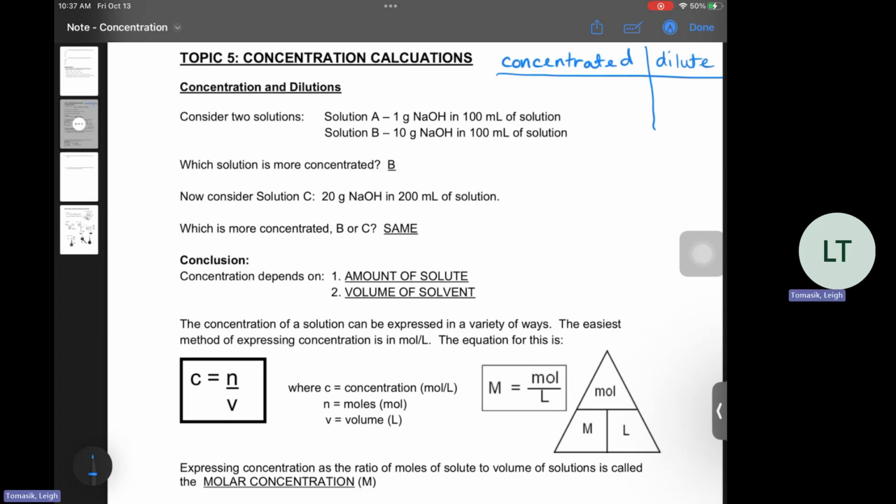The word concentrated means that we have a lot of solute compared to solvent. The word dilute means we have a little bit of solute and a lot of solvent.